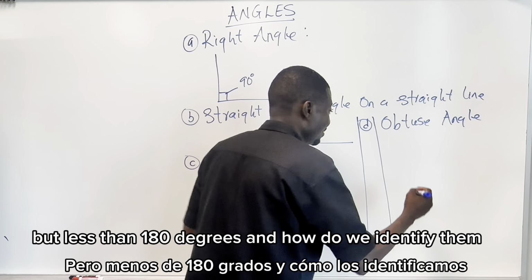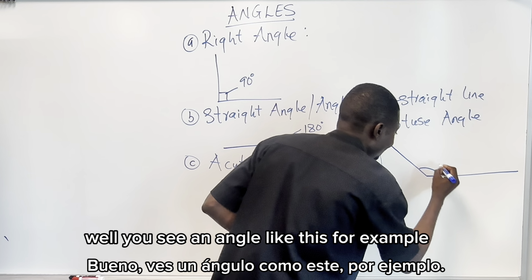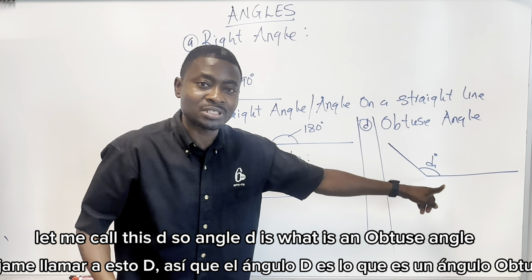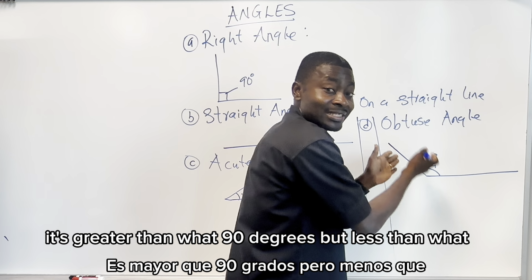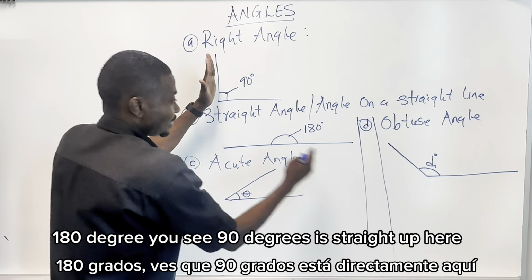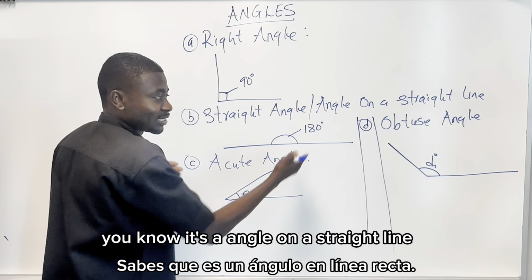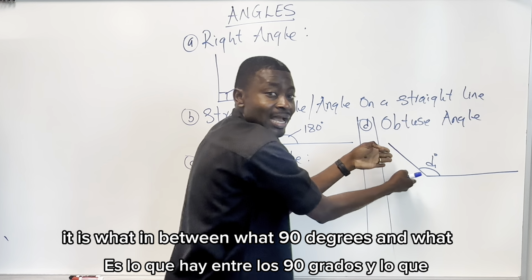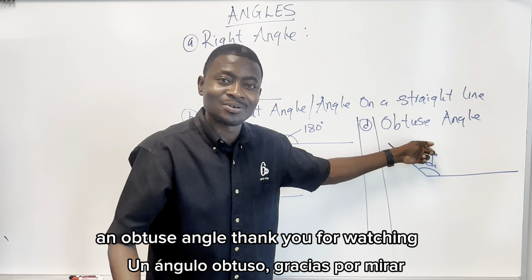And how do we identify them? When you see a line like this coming down this way, an angle like this, for instance, let me call this D. Angle D is an obtuse angle. Why? Because it is greater than 90 degrees but less than 180 degrees. 90 degrees is straight up here, so 90 degrees should be around here, and 180 degrees, of course, you know is an angle on a straight line. But this angle D is in between 90 degrees and 180. Therefore, when you see this, this is called an obtuse angle.